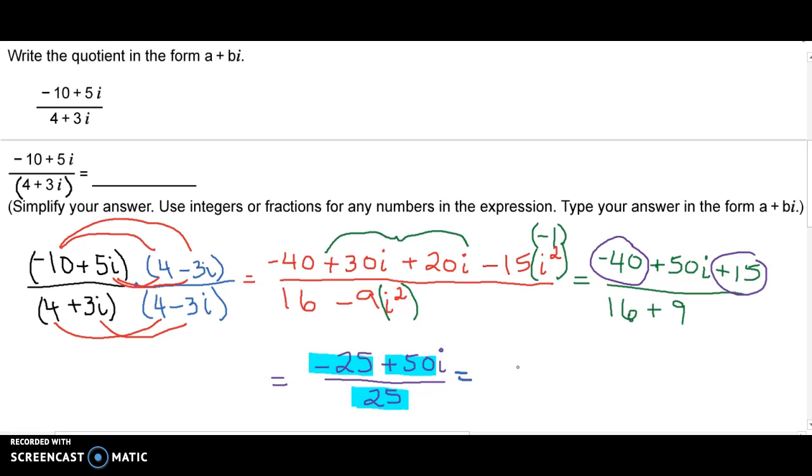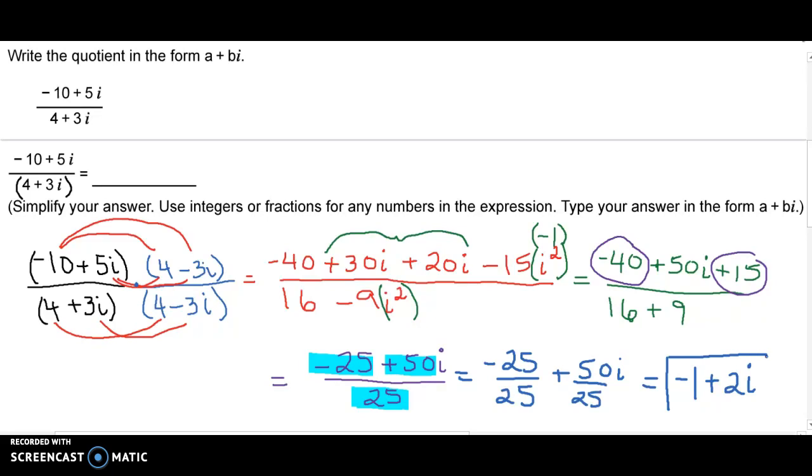So that gives us negative 25 over positive 25 plus 50i over 25 for a final answer of negative 1 plus 2i. So negative 25 over positive 25 is negative 1. Positive 50 over positive 25 is 2. And then i. So real number and then imaginary.